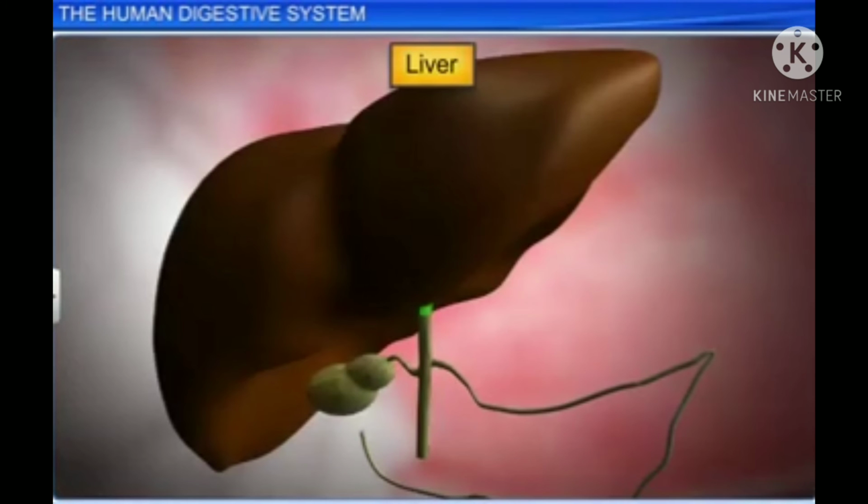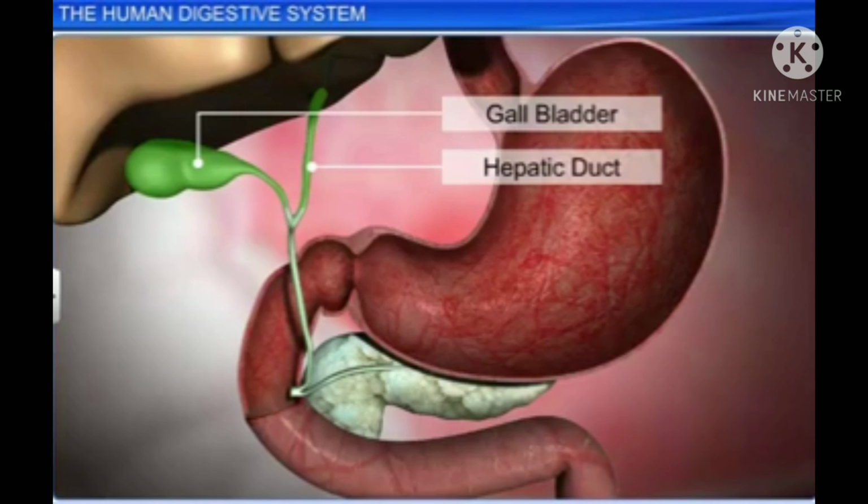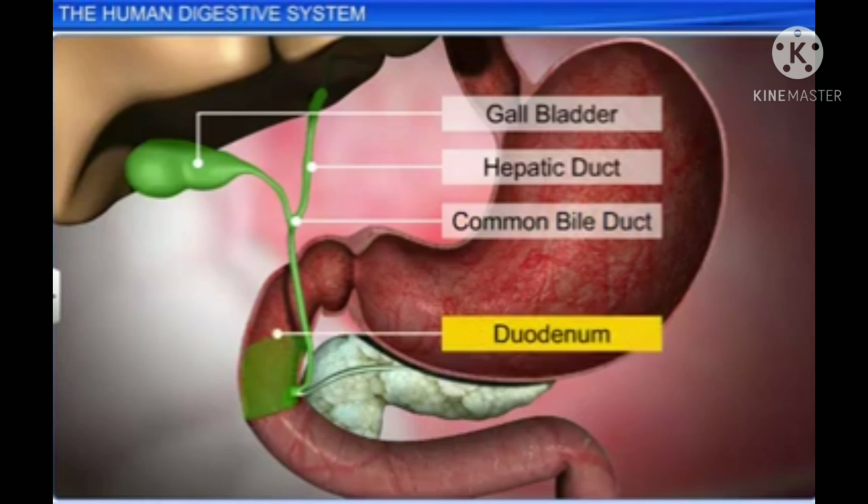The bile secreted by the hepatic cells passes through the hepatic ducts and is stored and concentrated in the gallbladder. A duct emerging from the gallbladder, along with the hepatic duct from the liver, forms the common bile duct, whose main function is to conduct the bile stored in the gallbladder into the duodenum.